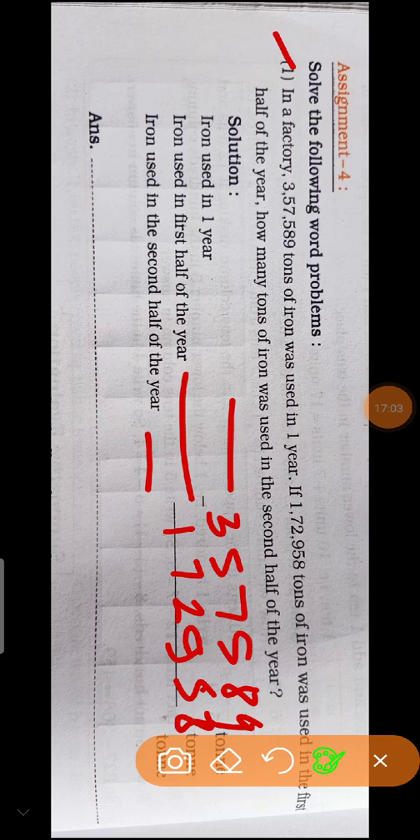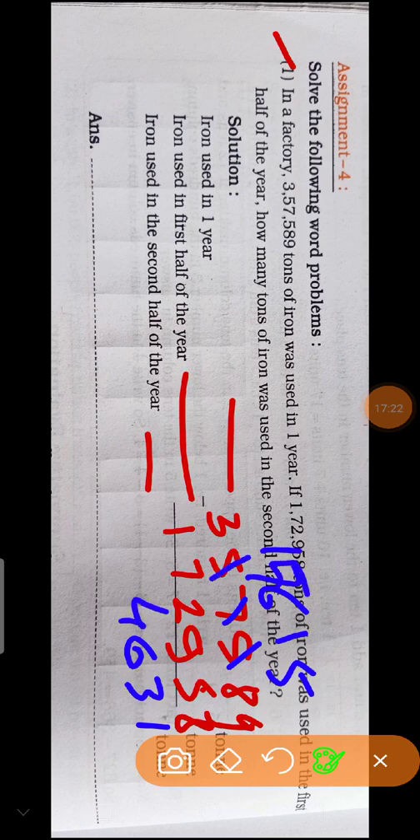So what is the answer? 9 minus 8, 1. 8 minus 5, 3. 5 minus 9, it's not possible. Here borrow. 15 minus 9, 6. 6 minus 2, 4. 5 minus 7, it's not possible. So here is the 15, and here is the 2. 15 minus 7, 8. 2 minus 1, 1. So what is the answer? 1,84,631.